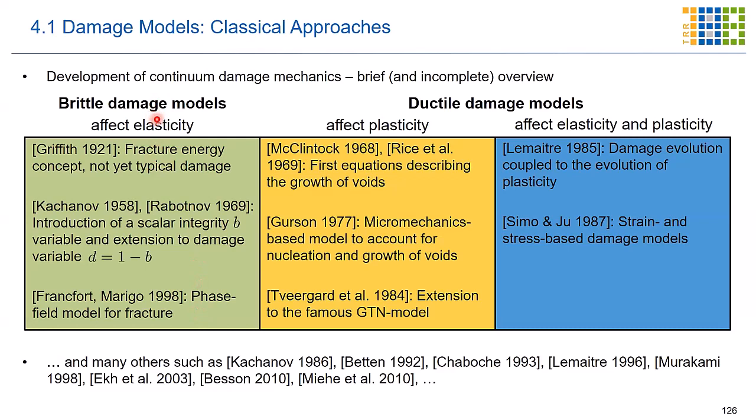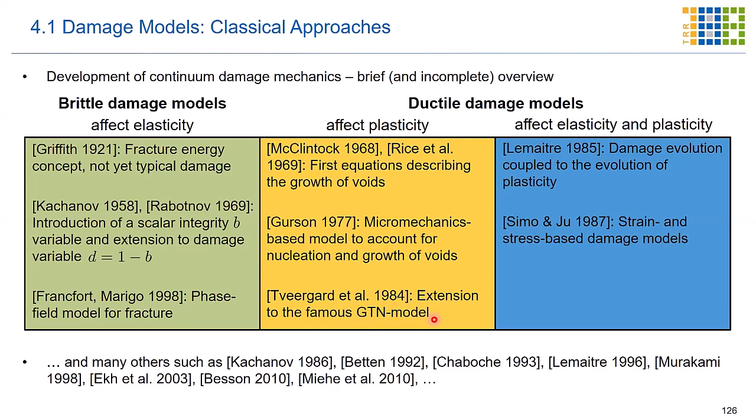While these brittle damage models are associated typically with elasticity, we have ductile damage models. Ductile damage models are associated with plasticity. That is, if you apply a deformation and maybe a load and you take it back, then you have some remaining deformation. And this has been first related to the growth of voids in early descriptions, then also to the nucleation and growth of voids, and finally also found an extension to a very famous GTN model.